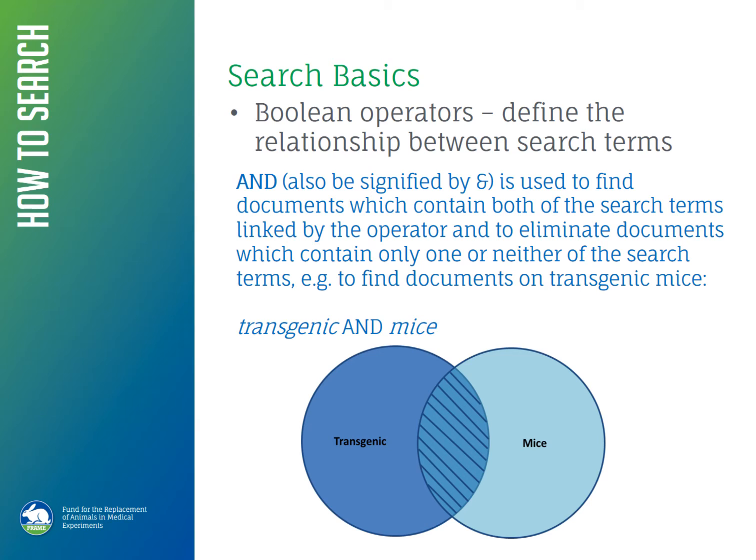For example, AND is used to find documents which contain both of the search terms linked by the operator and to eliminate documents which contain only one or neither of the search terms. For example, to find documents on transgenic mice, you could use transgenic AND mice, and the crosshatch area represents the documents that would be retrieved.